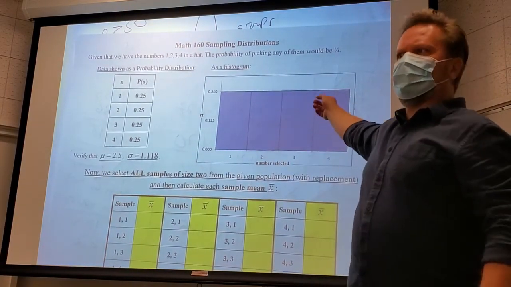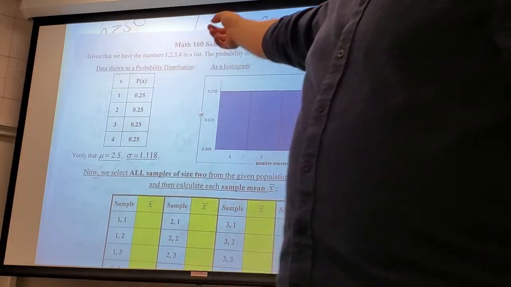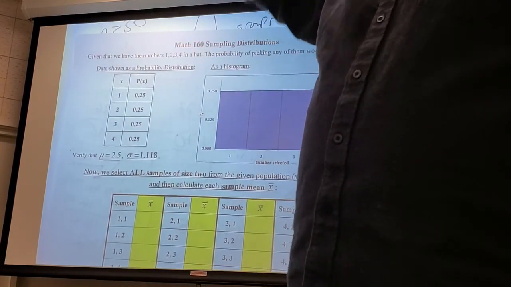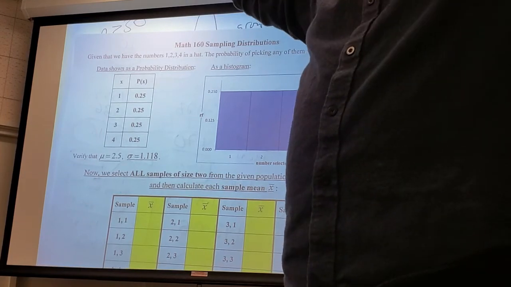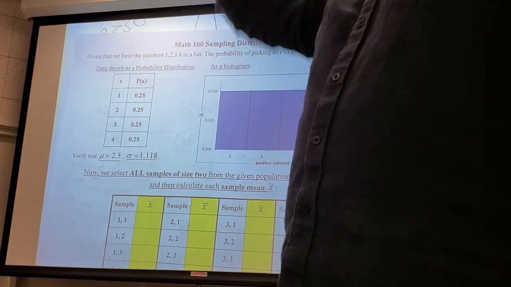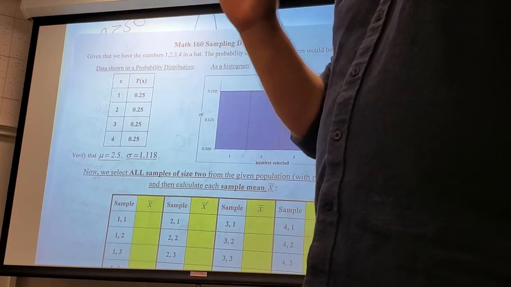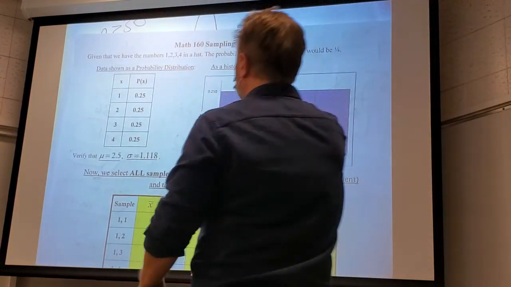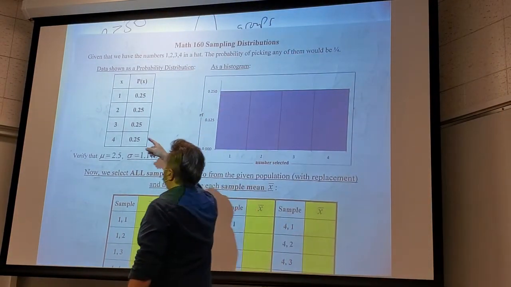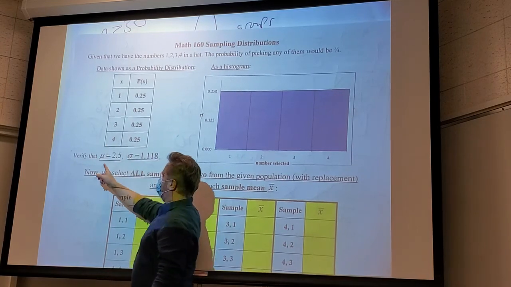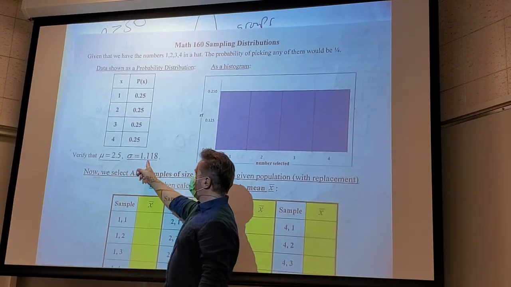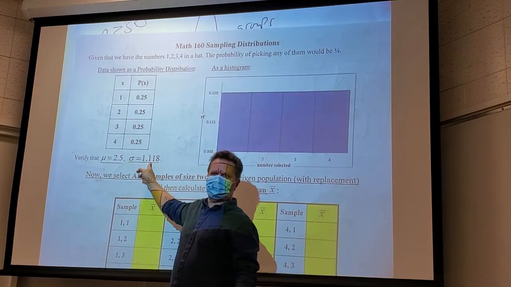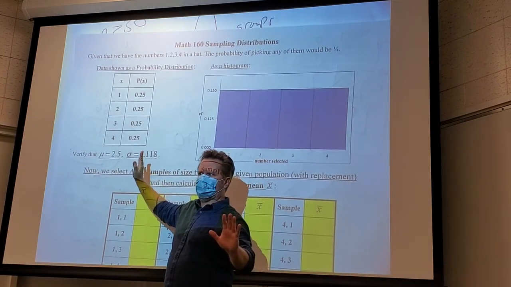Is that a normal distribution? No, because there's no peak in the middle. It is uniform, so it is kind of nice in one respect, but it definitely isn't normal. Now, you could check this. If you put 1, 2, 3, 4 in your calculator, you can get a mean of 2.5 and a standard deviation of 1.118. Cool?